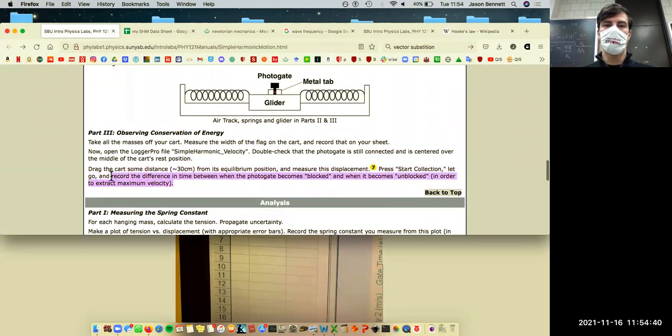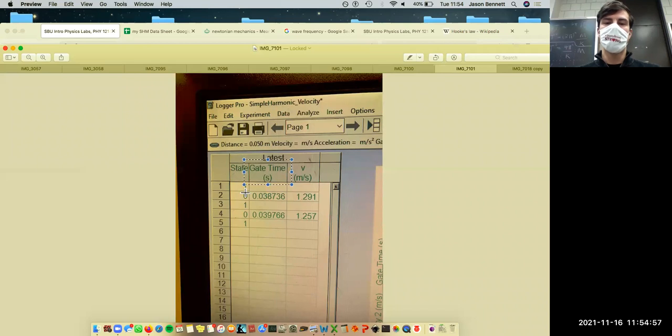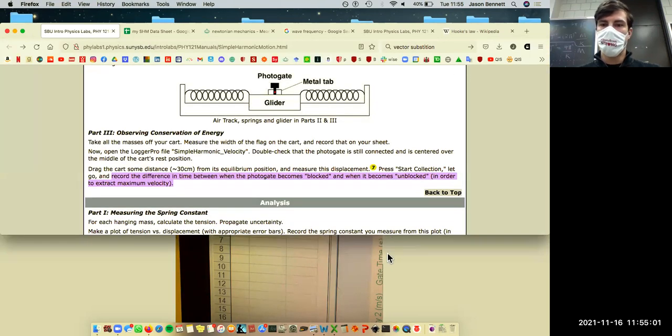And so you can ignore this statement right here, unless it was like that computer yesterday that looked like the old things. But yeah, unless you see 2 times, you don't need to subtract them. If it just says gate time, that's your actual time. This is for part 3. Let's see what else.